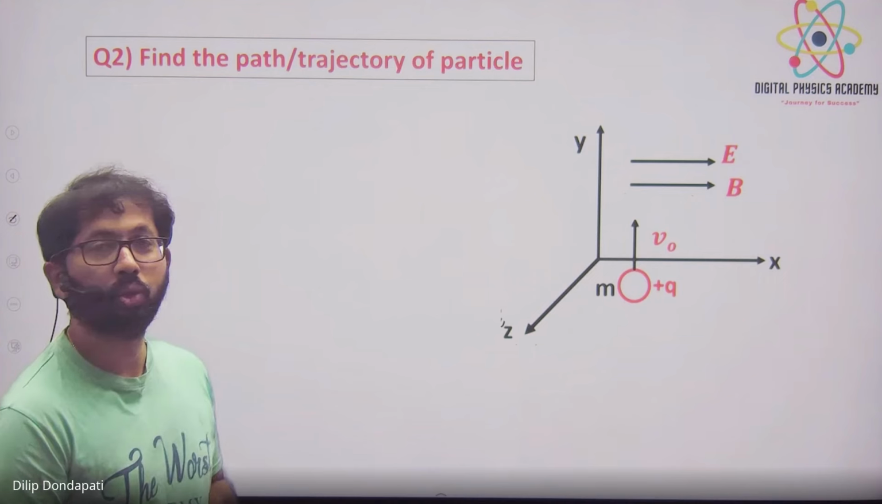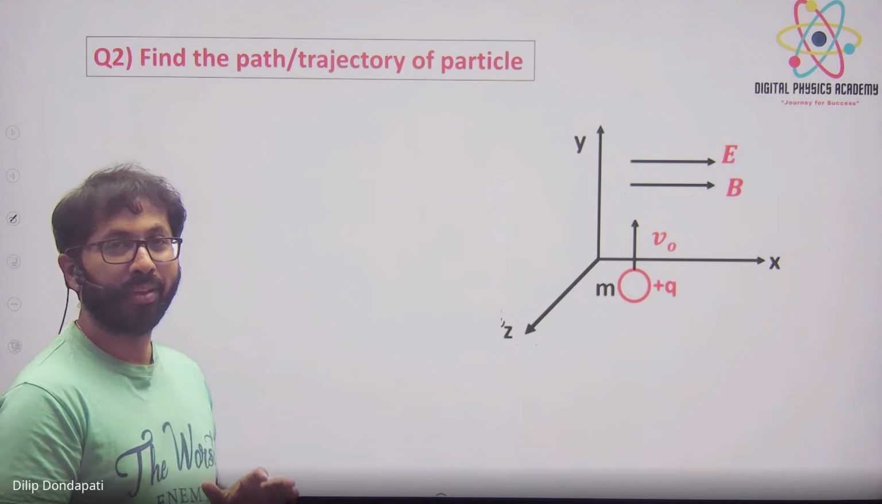Elliptical. Elliptical, huh? Why elliptical? Because there is a straight line motion and there's circular motion because v is perpendicular. उसको elliptical नहीं, helical बोलते हैं. Helical. Okay, yeah. Fine. Helical path, yes.